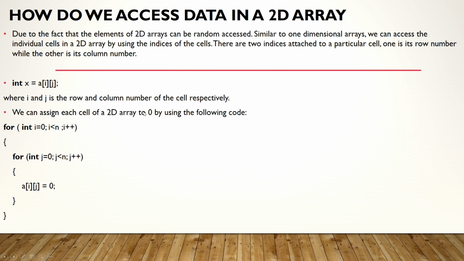We can assign each cell of a 2D array to 0 by using this code, right? So for (int i = 0; i < n; i++), which means that it will increment the rows by 1. Then again, j = 0; j < n; j++ means it will increase the column by 1.